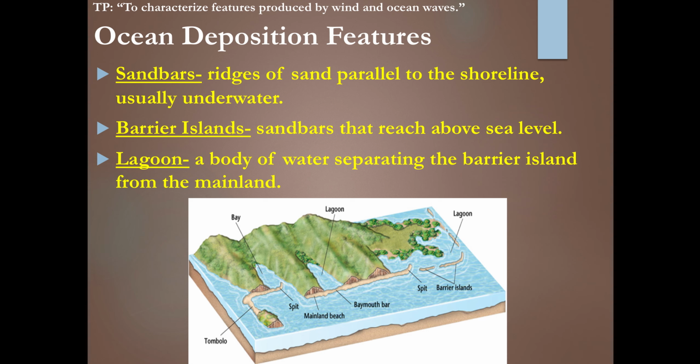Alright, last few terms. For ocean deposition, we have sandbars, which are ridges of sand parallel to the shoreline, and those are usually underwater. Barrier islands are sandbars that reach above sea level. So people can actually have fun and go to the beach on barrier islands. Most of the islands on the south shore of Long Island are barrier islands, like Long Beach, Robert Moses State Park, Fire Island, and so on.